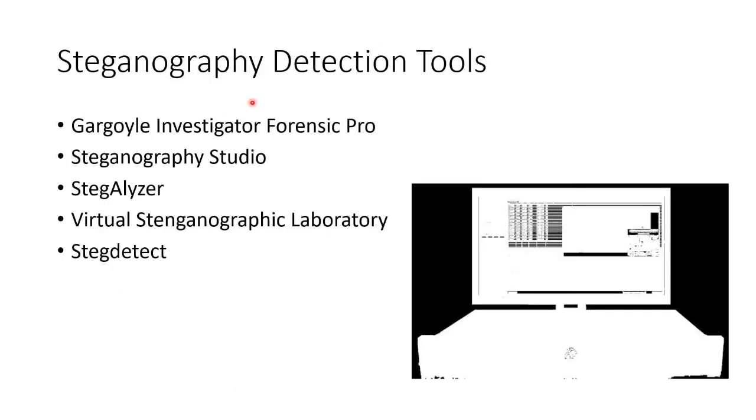There are steganography detection tools. Gargoyle, Steganography Studio, Steganalyzer, Virtual Steganographic Library, StegDetect, just a few of them. And what they'll do is they'll try to strip out things and look one at a time at different color elements or different elements to look for anomalies. So that is the fascinating world of steganography.